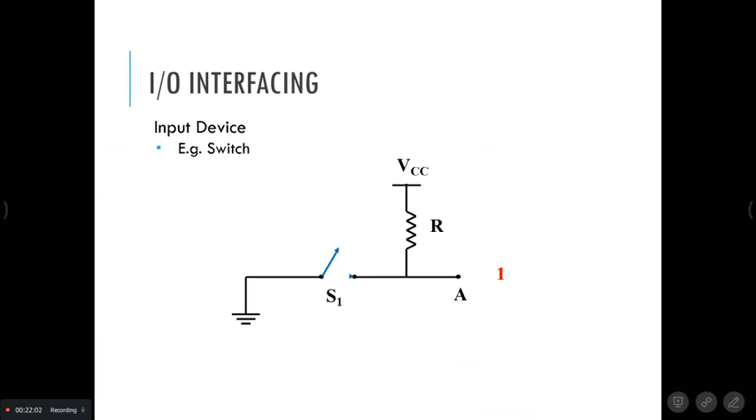Let us talk about interfacing now. How do we interface either a switch or an LED to the 8086 microprocessor? Now you see here, what is this? Tell me. Come on. Switch. This is a switch. Is it not a switch? Now, can you tell me what happens to this point A when the switch is closed?